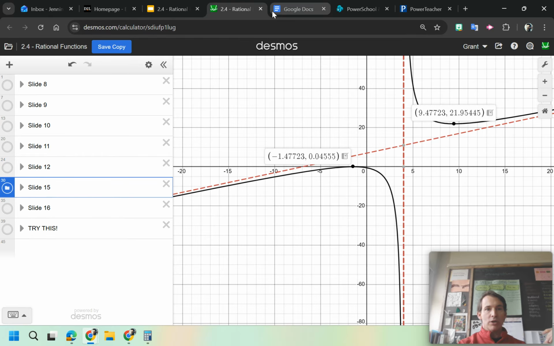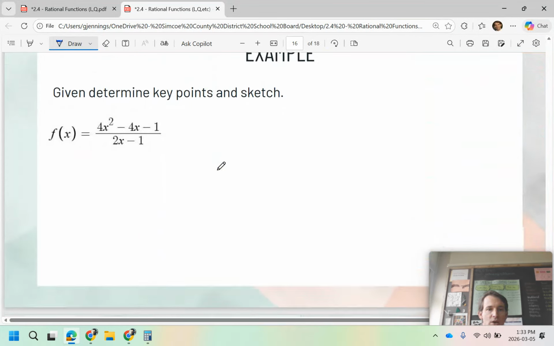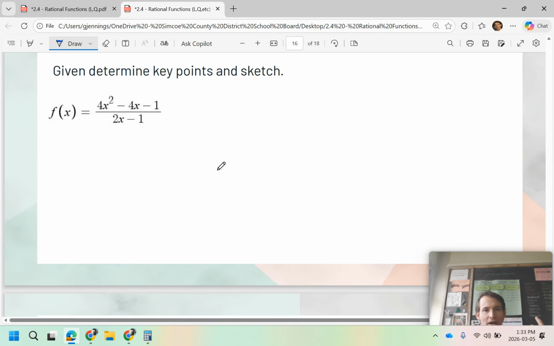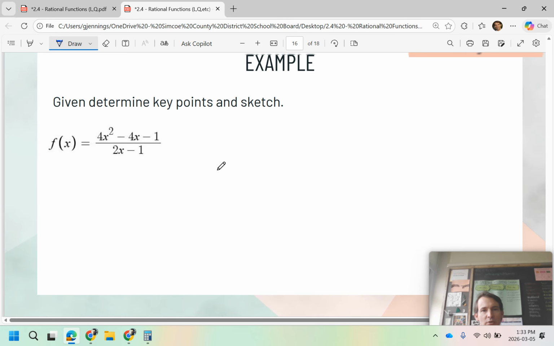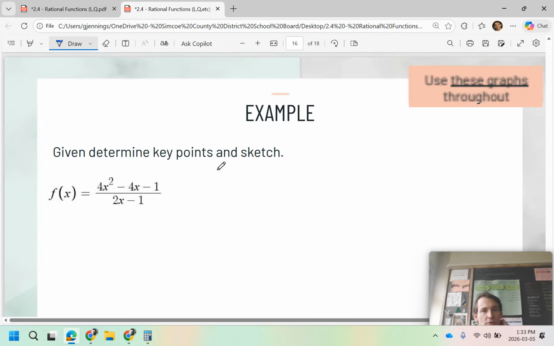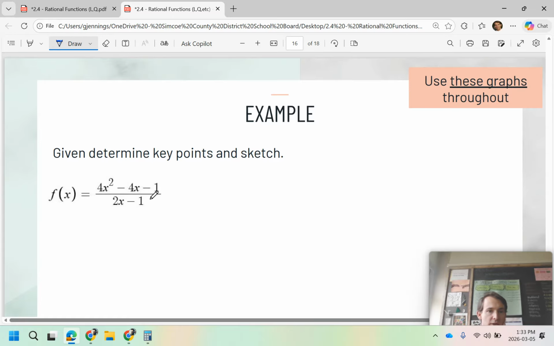Let's try number 16, the last example for today. So if we go down one more. All right. Oh, this is a juicy one. Thank you, Miss Metherall, for this juicy one. What do you want to find first? Vertical asymptote, horizontal asymptote, slant asymptotes, key points. Let's find the vertical asymptote. Where's the vertical asymptote? We get the vertical asymptote from down here. So what's our vertical asymptote?